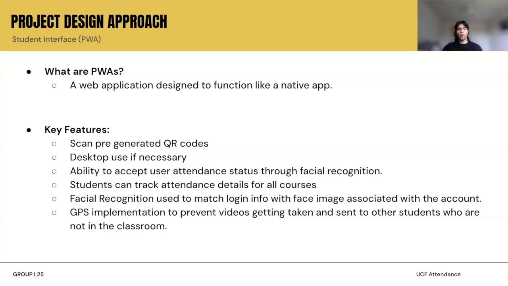And our thought process was, why don't we create a PWA that can scan pre-generated QR codes, allow students to track their attendance, have facial recognition, and have GPS for added security as well. Now, the main purpose for the GPS is to make sure that you're physically present in class for your attendance to count. Otherwise, even if you pass the facial recognition test, you'll still be marked absent if you are not there.